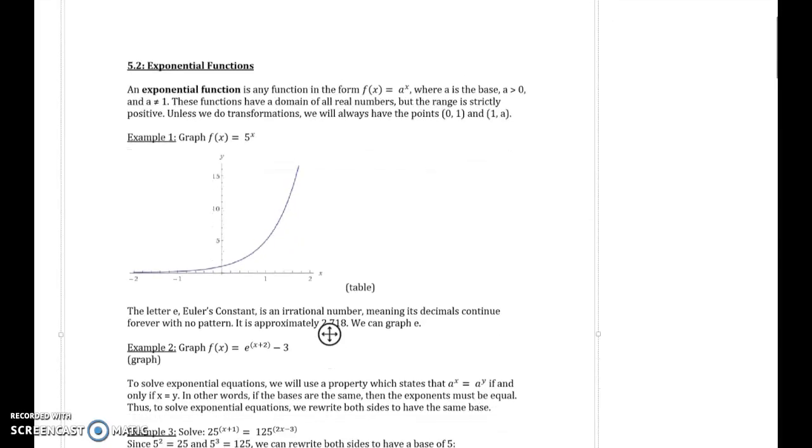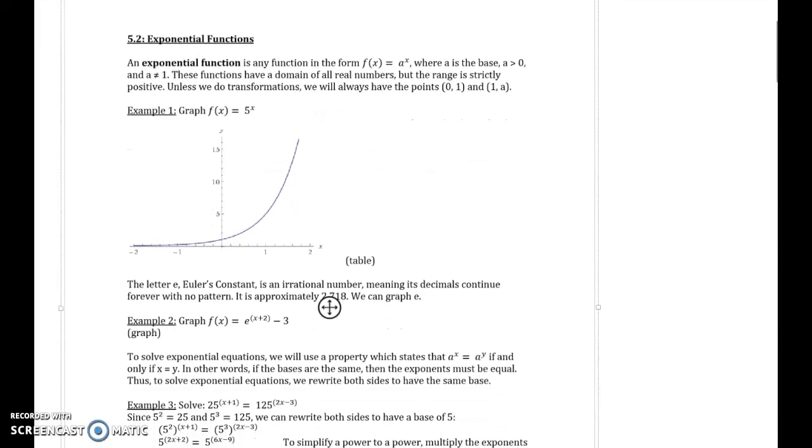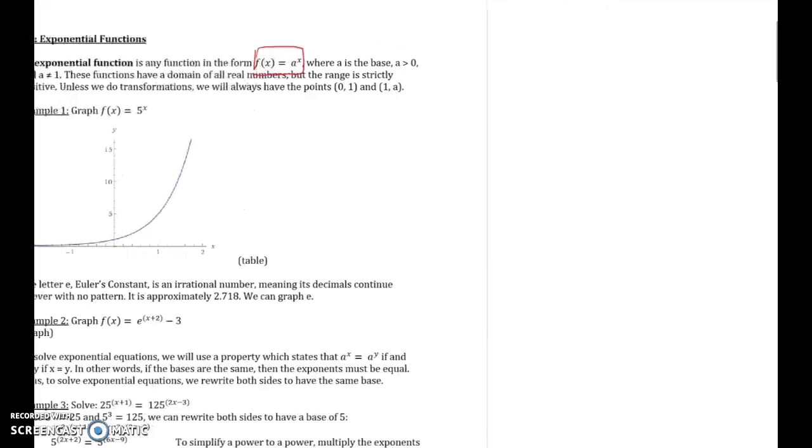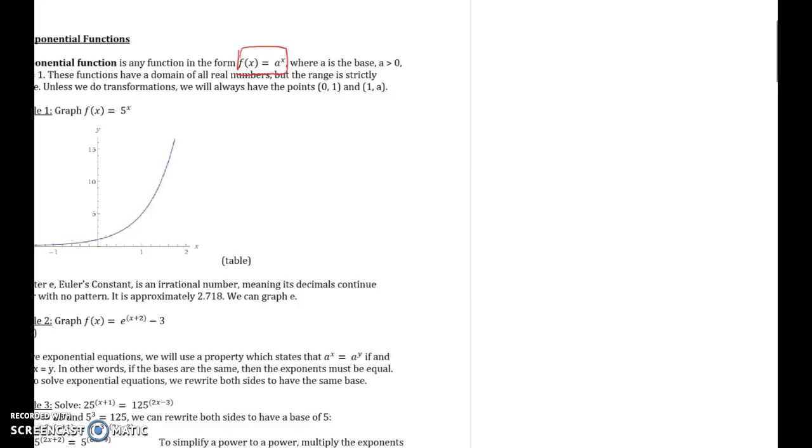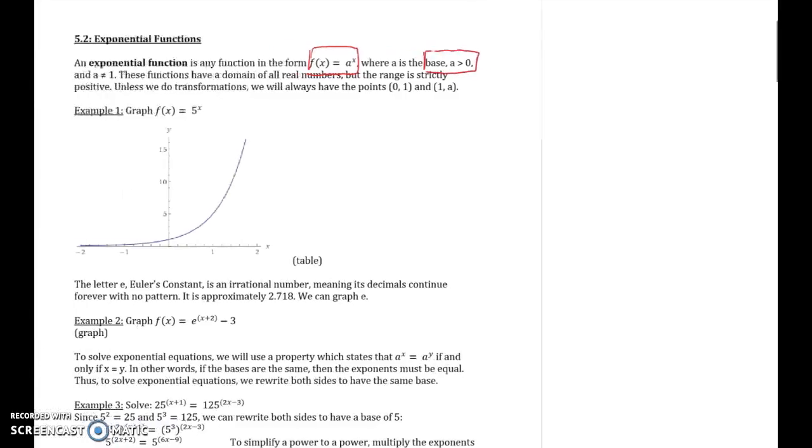Okay guys, so now we are going to talk about section 5.2, exponential function. You need to know what an exponential function is. An exponential function looks like f of x equals a to the x, where a is the base and a has to be greater than 0.